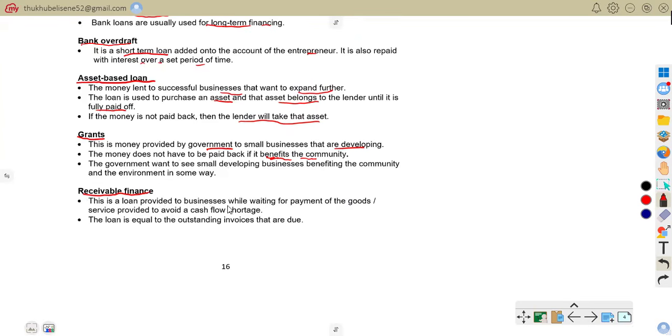This is a loan provided to a business while waiting for payment for goods or services provided, to cover cash flow shortages. Receivable finance is a loan given while waiting for customers to pay invoices. For example, a business gets 80% of the invoice value as cash. The loan is equal to the outstanding invoices that are issued.